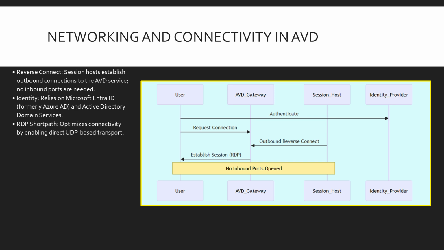This sequence diagram details the secure connection process. The user first authenticates with the identity provider. They then request a connection from the AVD gateway. Crucially, the session host initiates an outbound reverse connect to the gateway. The gateway then bridges the session to the user. The note at the bottom emphasizes the security benefit. No inbound ports opened on the session host, visualizing how AVD maintains a secure perimeter.